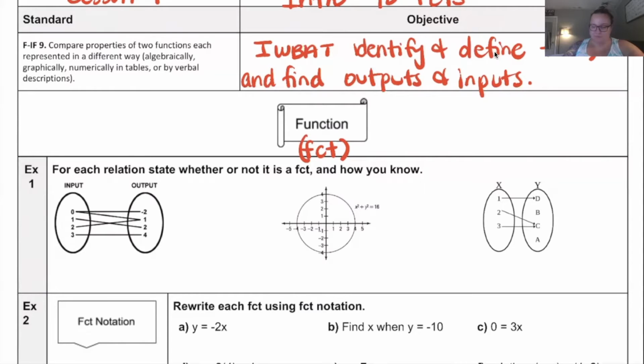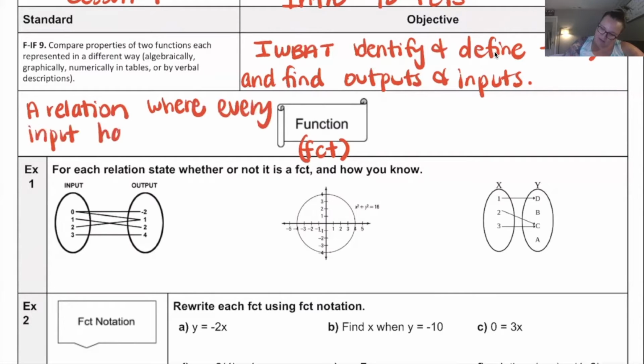So what is a function? A function is a relation where every input has exactly one output.